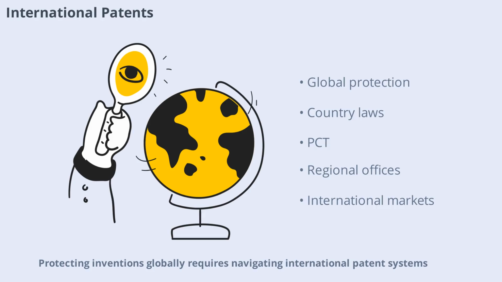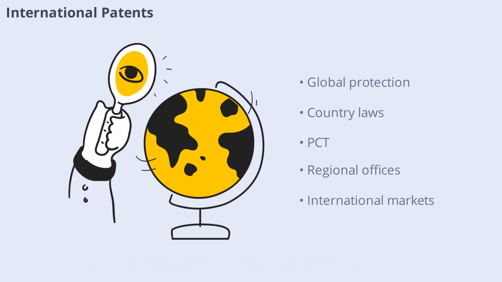Protecting inventions globally requires navigating international patent systems. Each country has its own laws and procedures. The Patent Cooperation Treaty (PCT) streamlines the process for filing patents in multiple countries. In this scene, we'll discuss the challenges and strategies for securing international patent protection, including the role of treaties and regional offices. Global protection is vital for inventors targeting international markets.